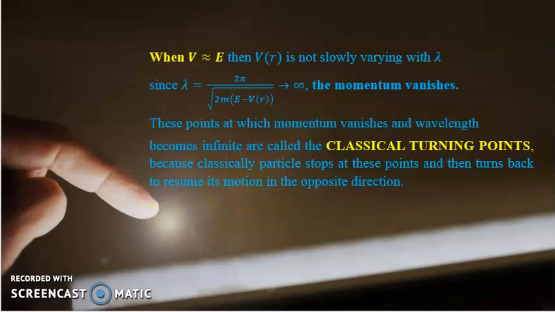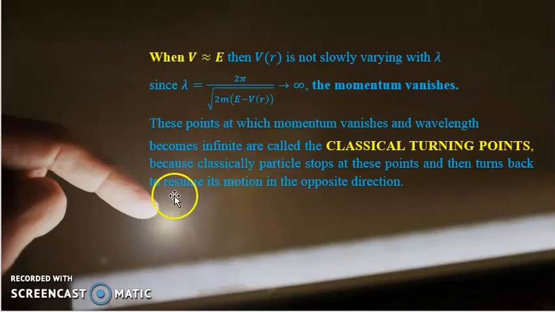r. Now in this special case, when E is equal to V, then we say that the potential is not slowly varying with lambda. This lambda equals 2 pi by P. Now since this P is 0 because E equals V, the difference E minus V becomes 0. So in this case lambda becomes infinite and the momentum vanishes.